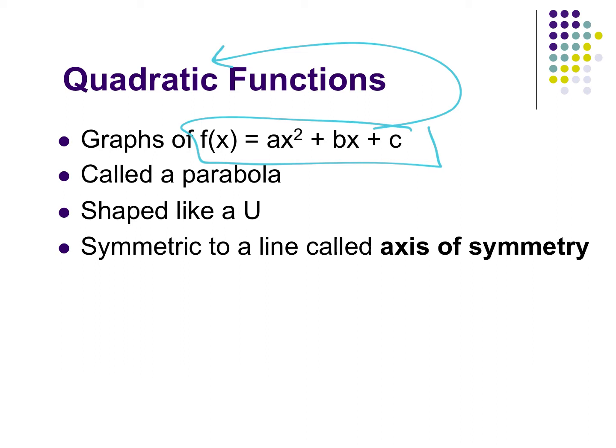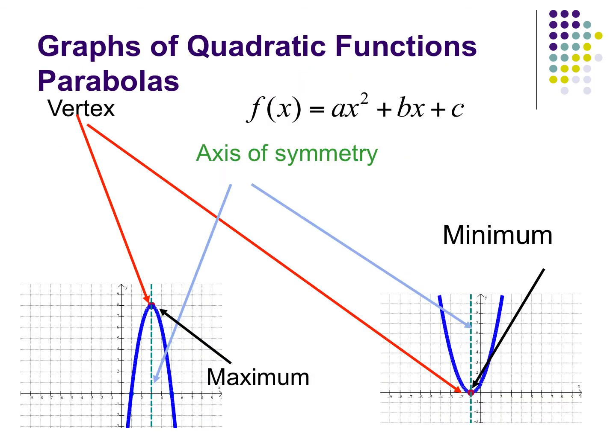So we said obviously it's a parabola. It's shaped like a U. The axis of symmetry is the line, that vertical line that runs directly through the vertex. We said if it's a negative x squared, it opens downward and it would have a maximum. If it's a positive x squared, it opens upward, would have a minimum.